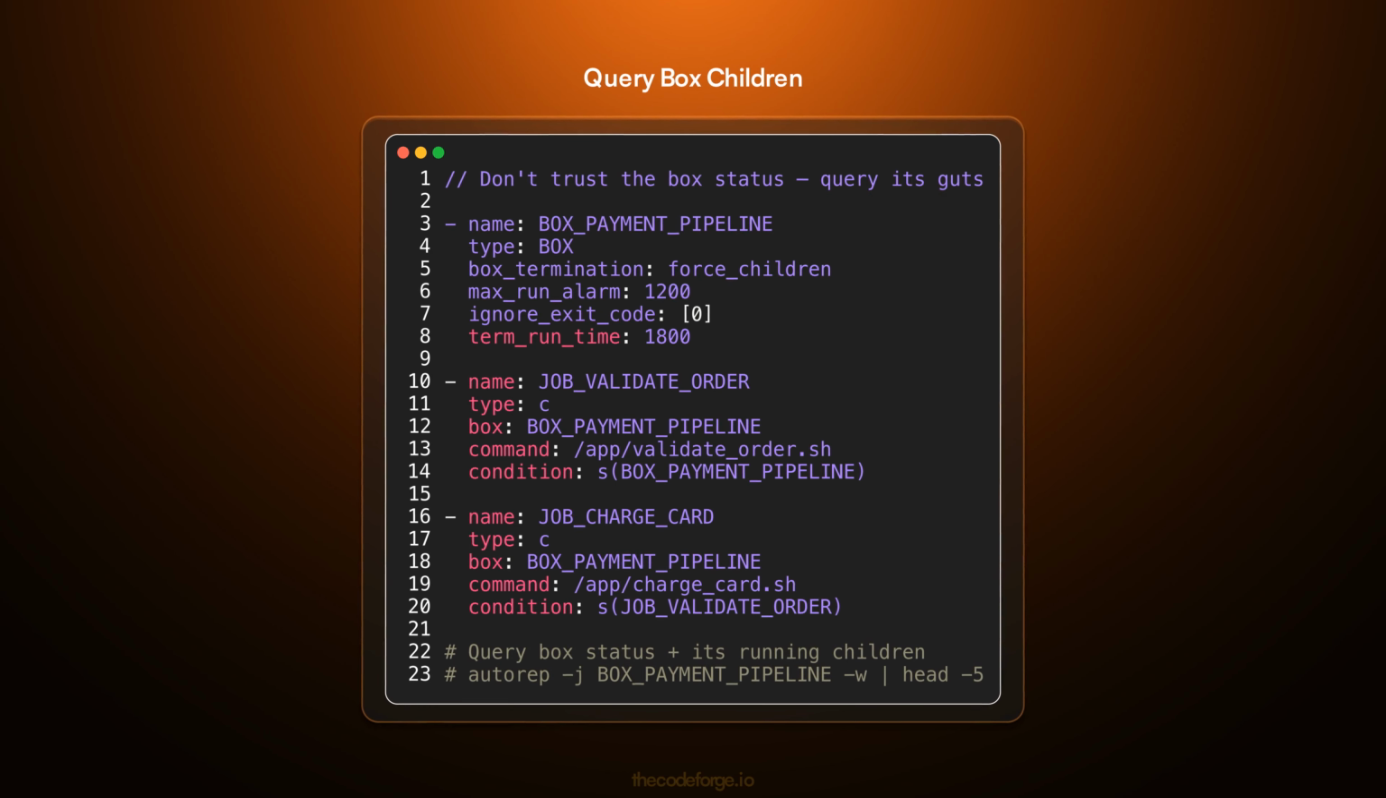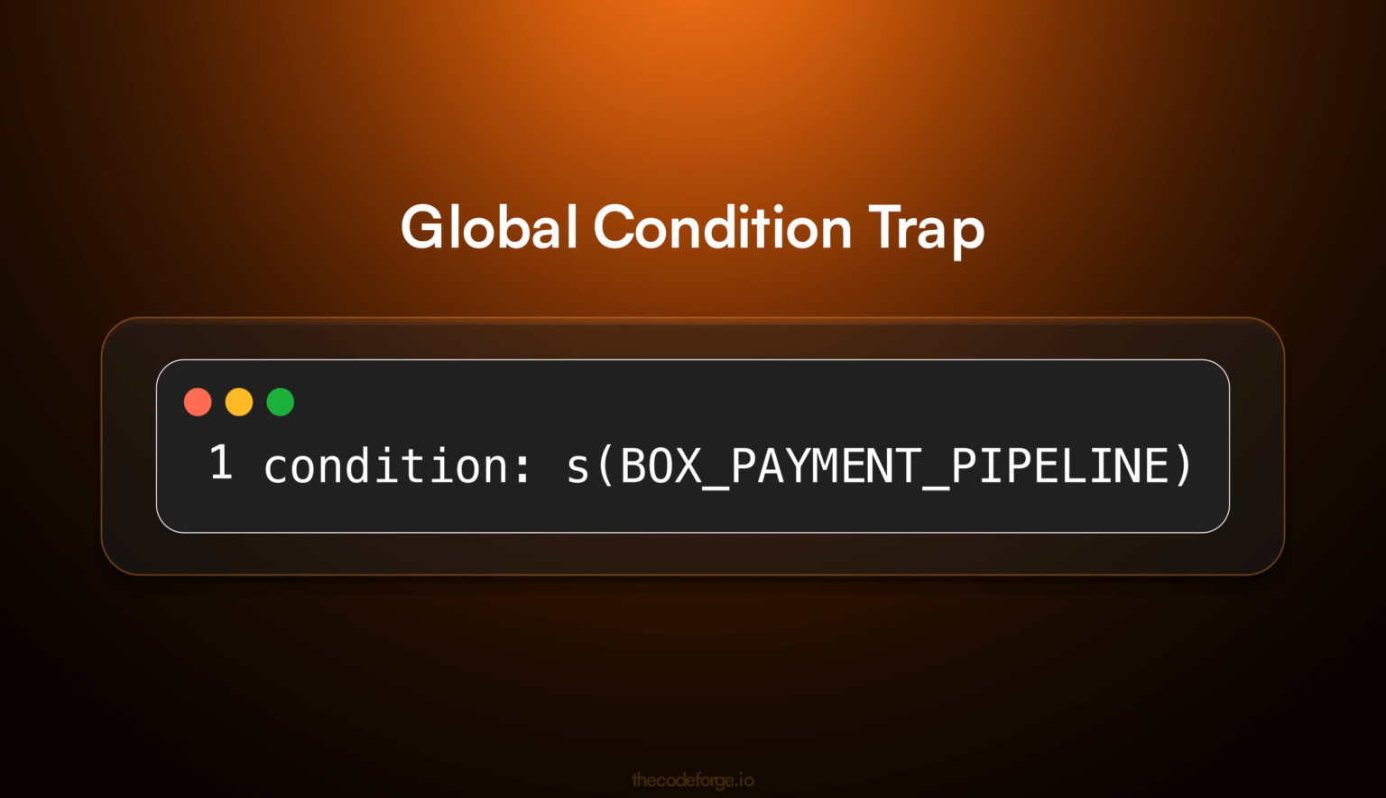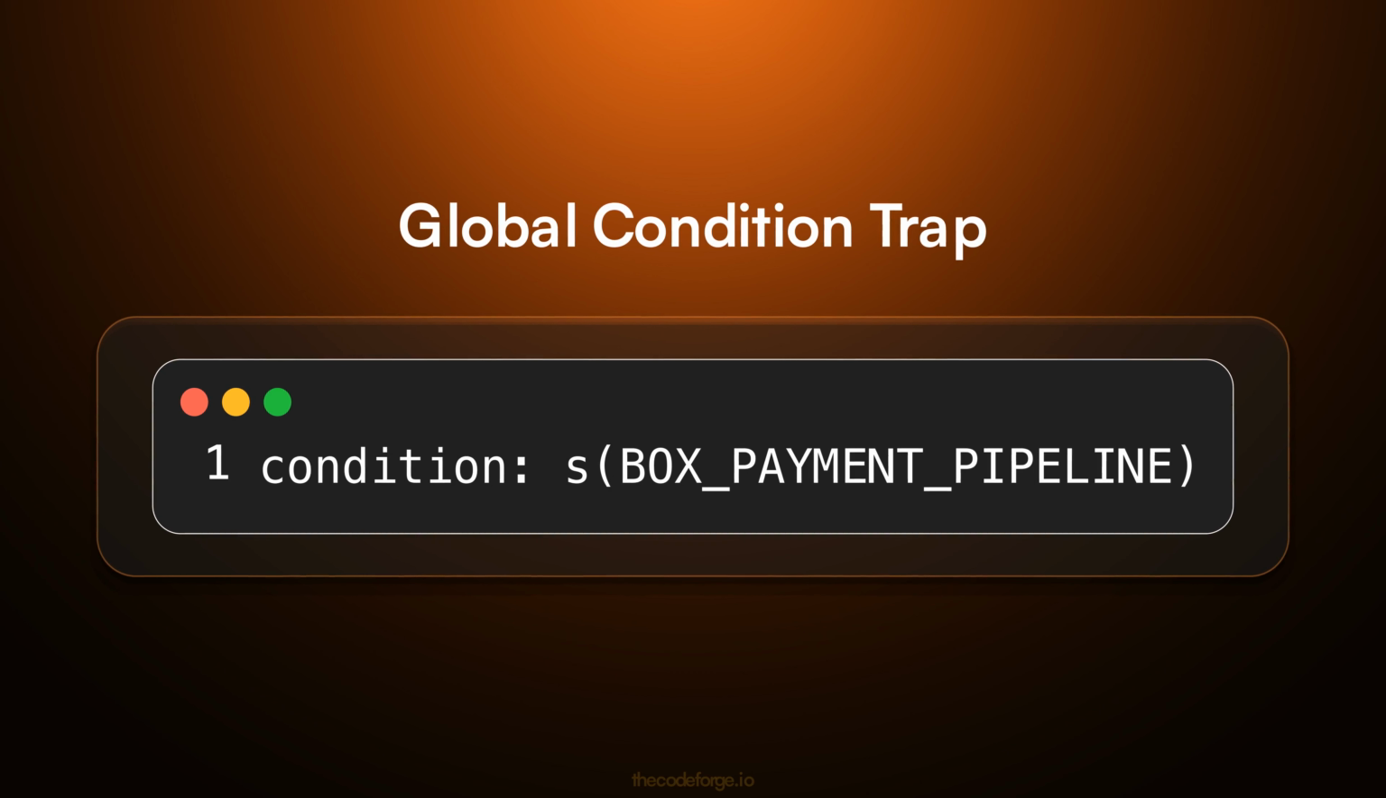The autorep -w option shows the box's running children. In this example, the box shows success, but the real pipeline health is in the children's statuses. A condition like s(box_A) waits for the box to start, not complete. If you need to wait for a box to finish, use success(box_name). Otherwise, you'll trigger downstream jobs prematurely.